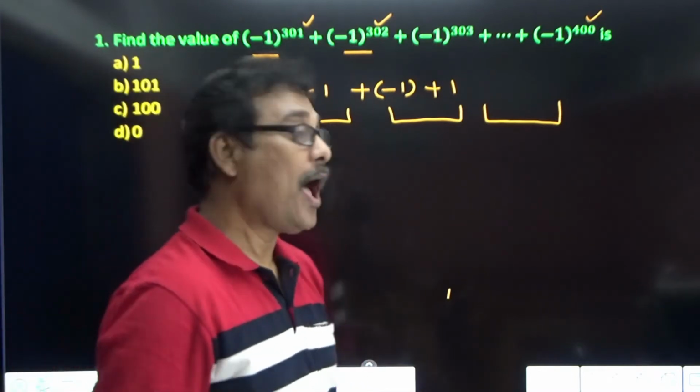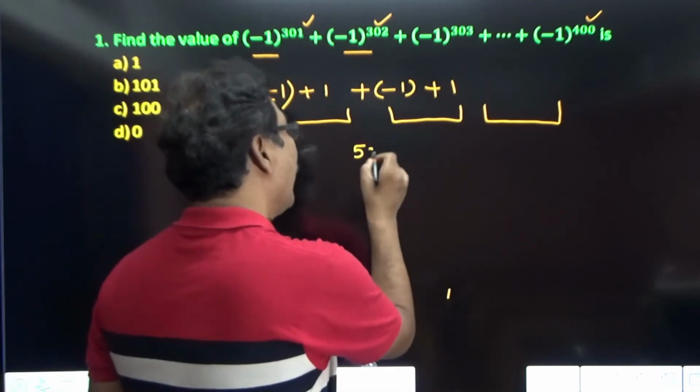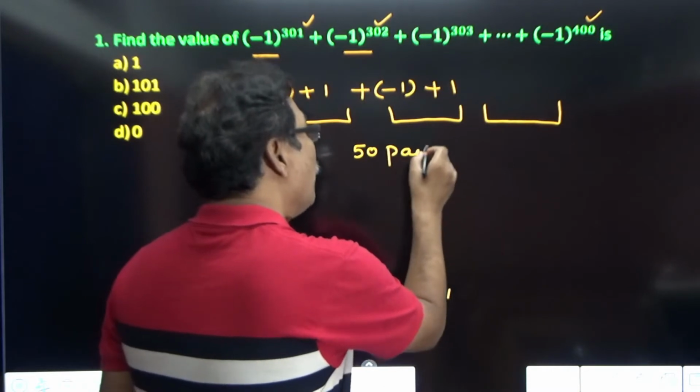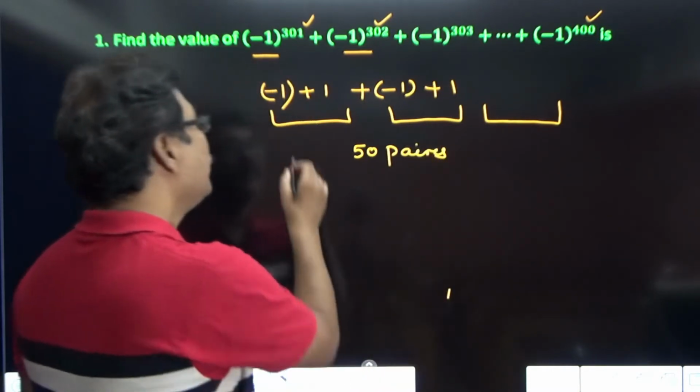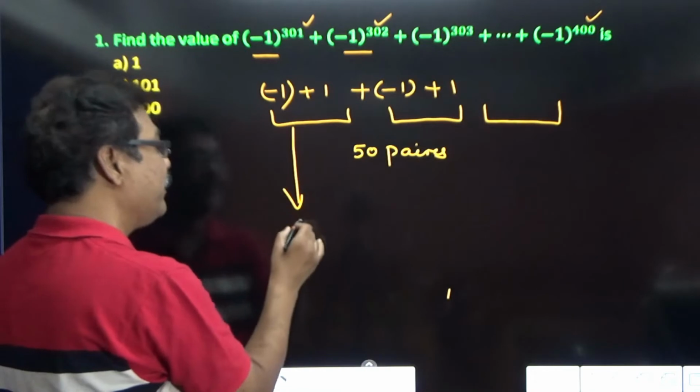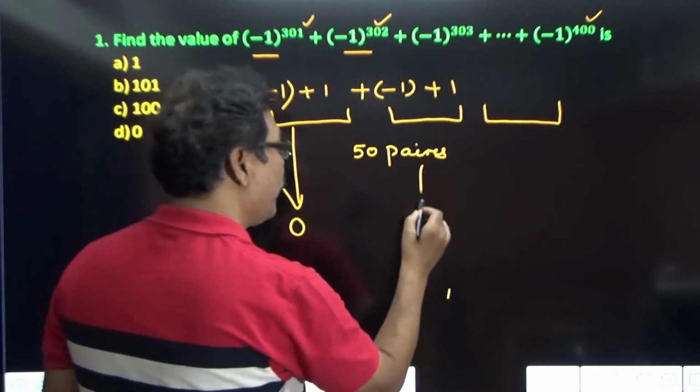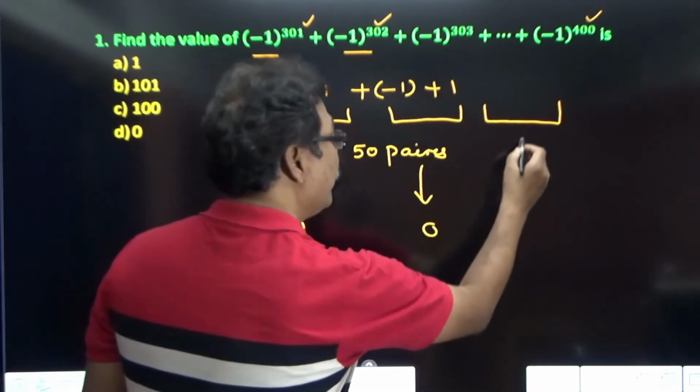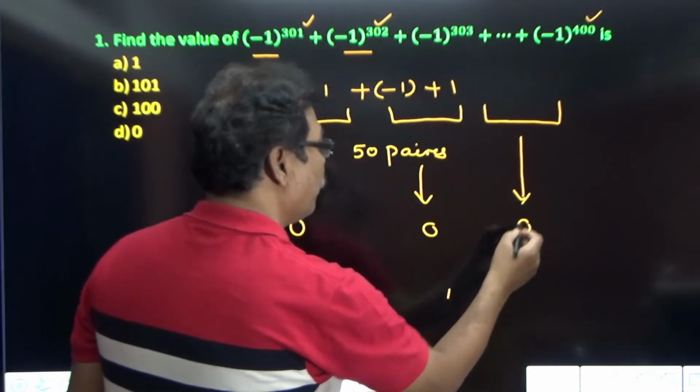Like that, we will have 50 pairs. And you can see each pair is giving me a value 0. This pair is giving me 0 value. This pair is also giving me 0 value. This pair is also giving me 0 value.